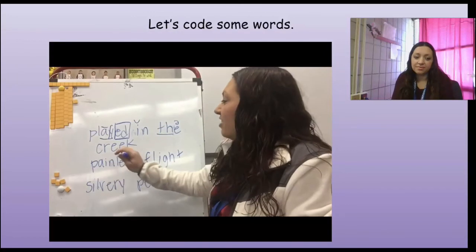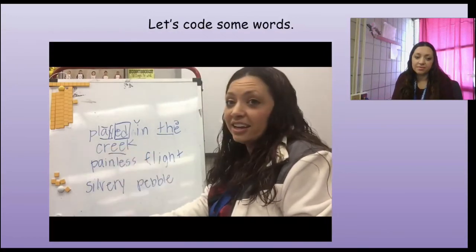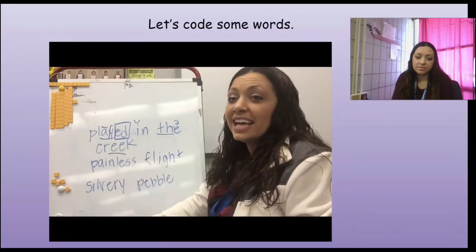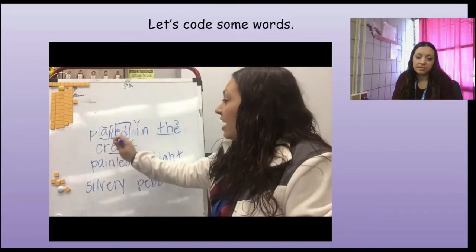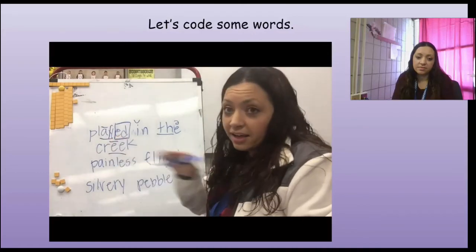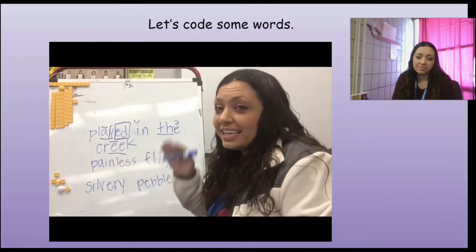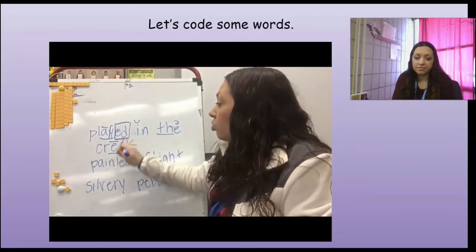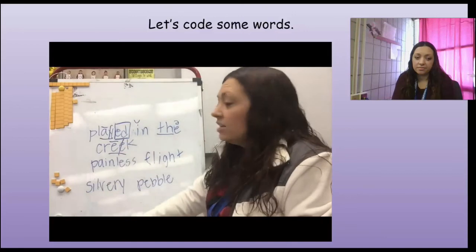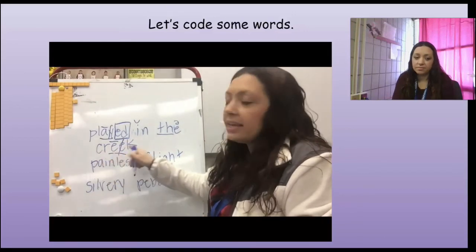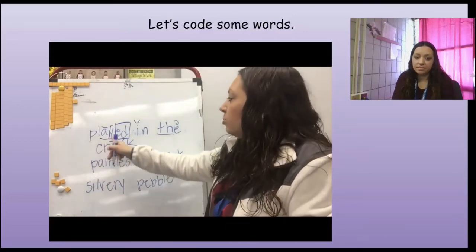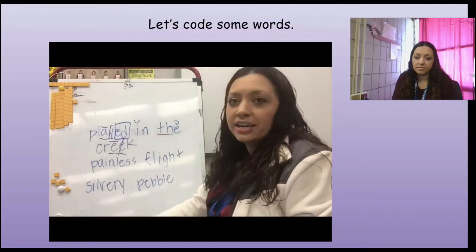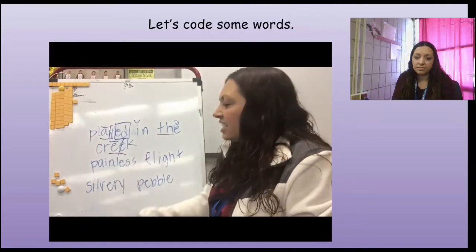That's right. I've got that digraph EE, so I need to underline it. And we know digraph EE says E. So that E is going to be long, so add that macron. But am I going to say E-E? No, that's what a digraph is. It makes one sound, so I need to cross off the last E. So I've got eek, creek. So played in the creek. Very good. All right, let's look at our next word.